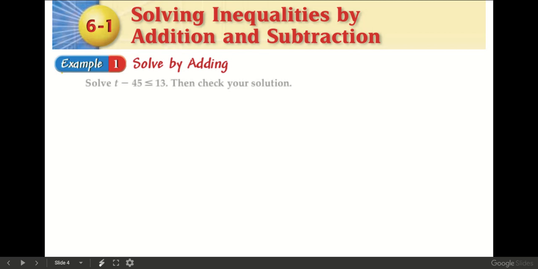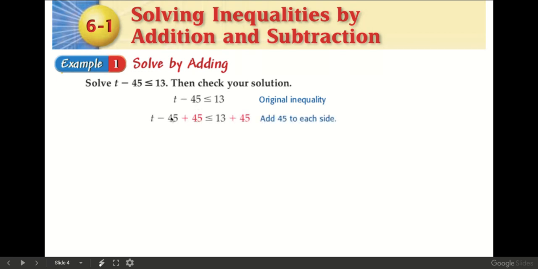Let's look at an example. If I have t minus 45 is less than or equal to 13, what I want to find out is, what does t have to be in order to make this work? And we're going to treat this just like it were an equation. We're going to solve it by getting the variable all by itself. So we have t minus 45 is less than or equal to 13. I want to get the t all by itself. I want to isolate the variable. Well, I've got to get rid of subtracting 45. How do you do that?